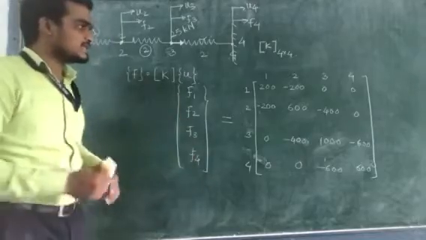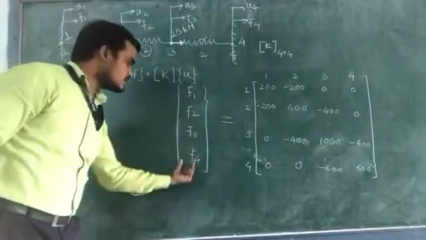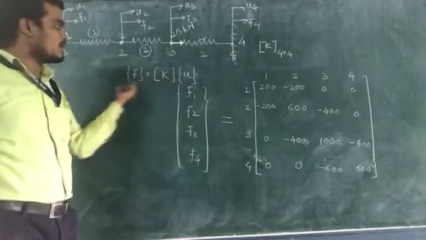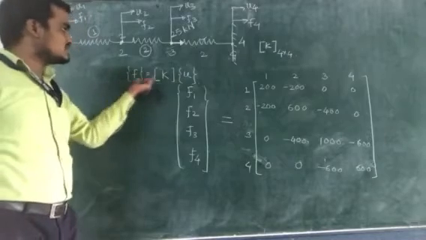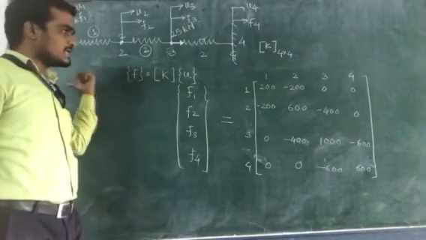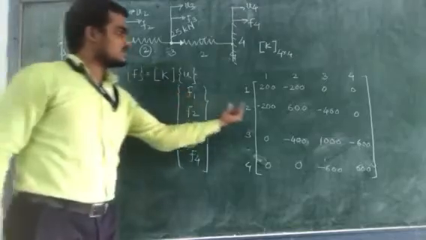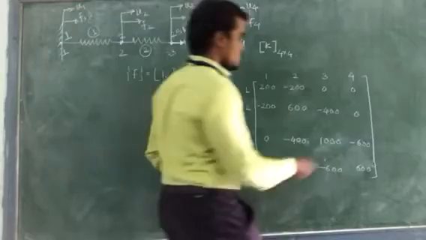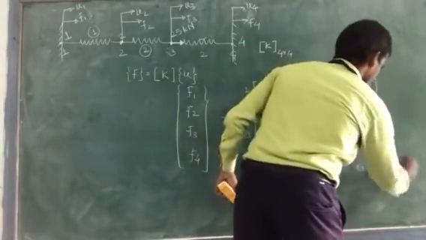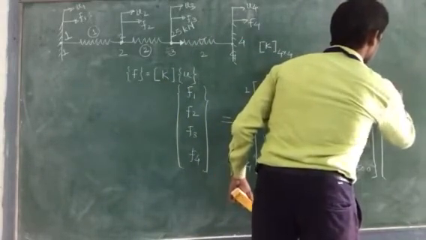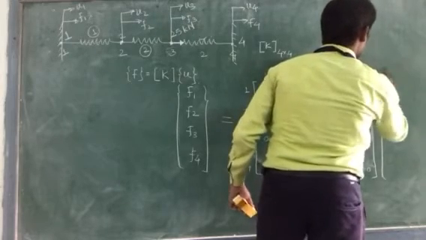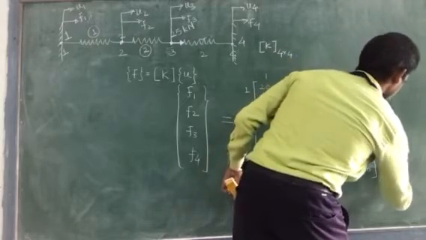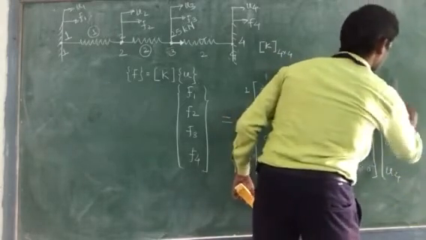Then next, similar to the force vector, you can write the nodal displacement vector. But you have to write this equation in this format. Means F value should be at left side, then the global stiffness matrix into your nodal displacement vector, U1, U2, U3 and U4.